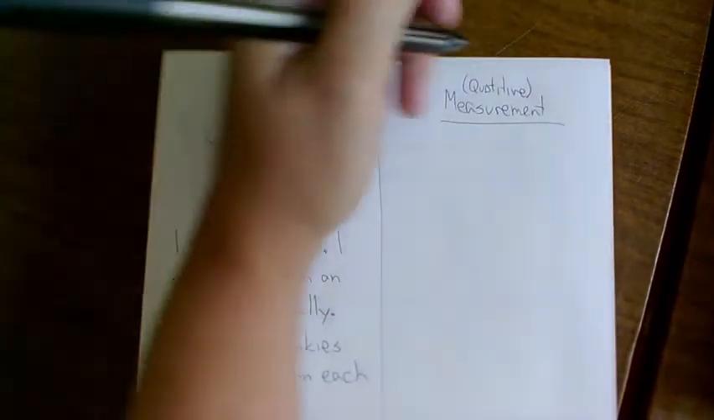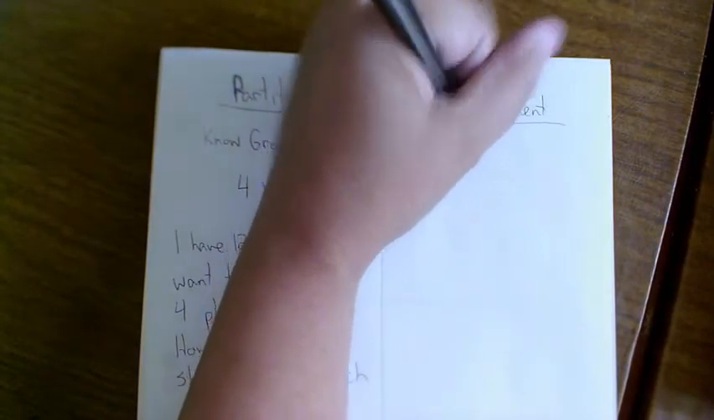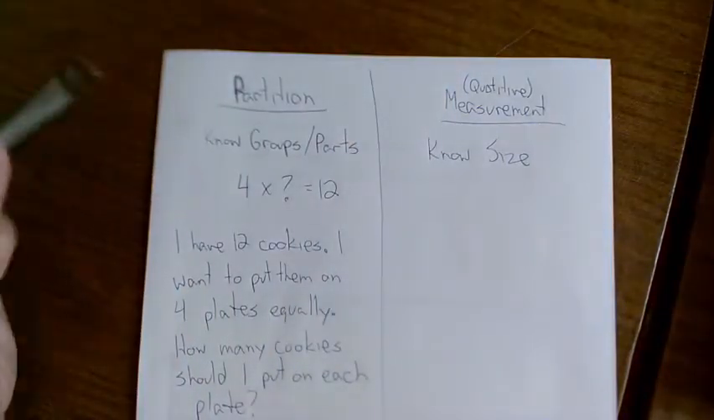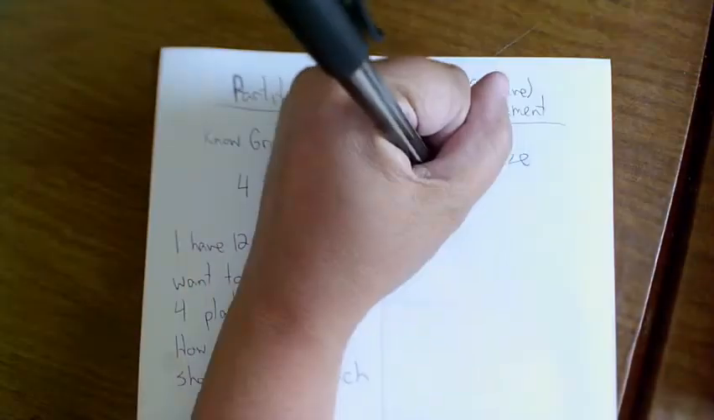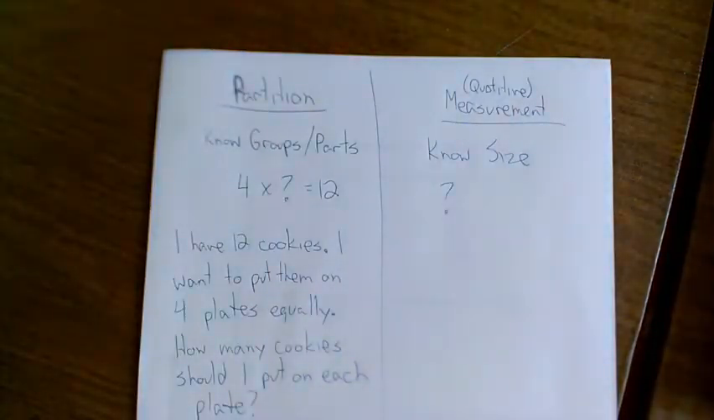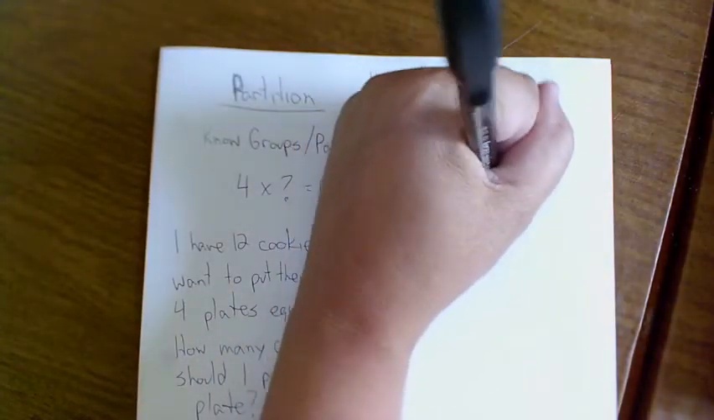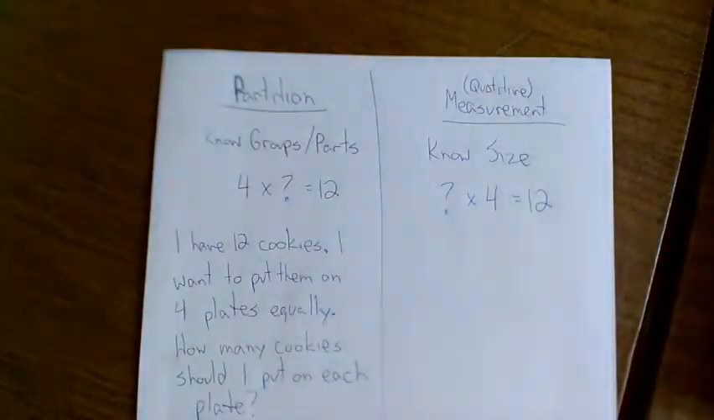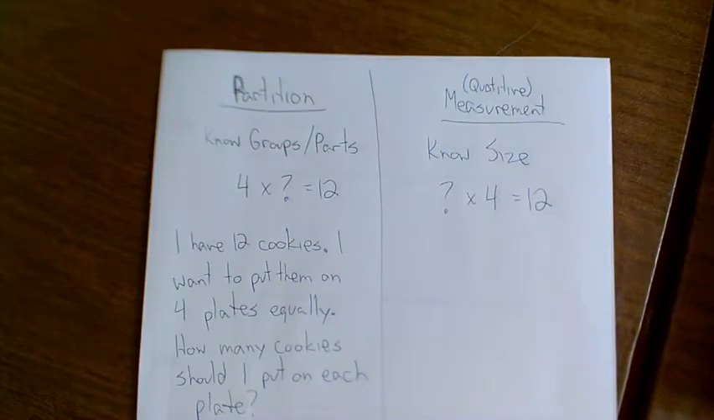Okay. All right. So then in terms of measurement, measurement is where we know the size, but we don't know the number of groups. If we're using the same fact family here, that would be a situation where I don't know the number of groups, but I have 4 of something in each group, and I have 12 items total. So I'm still trying to just use my 4 and my 12.